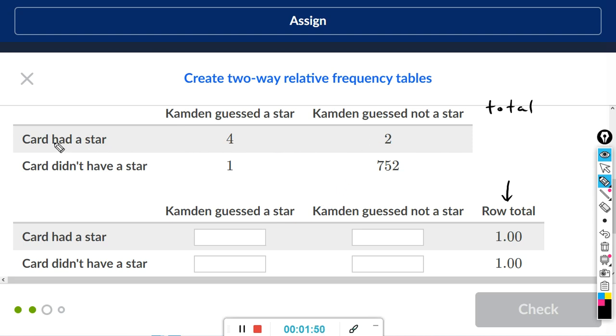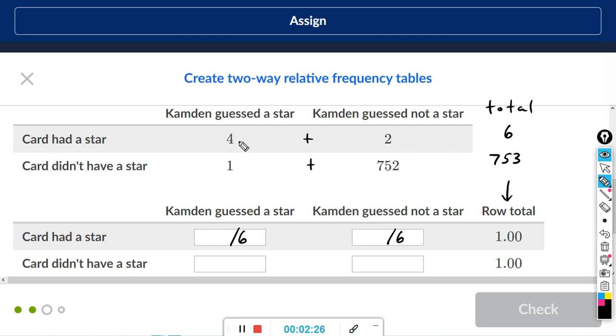All right. So if the card had a star, we have 4 plus 2, right? So the row total is 6. And the card didn't have a star. We have 1 plus 752. That's going to be 753. Okay. So in this row here, the card had a star. The denominator is going to be a 6. All right. So I'm going to leave a blank space, then put a /6.